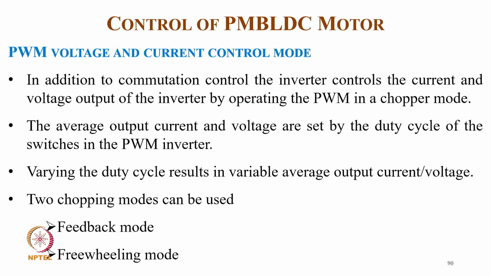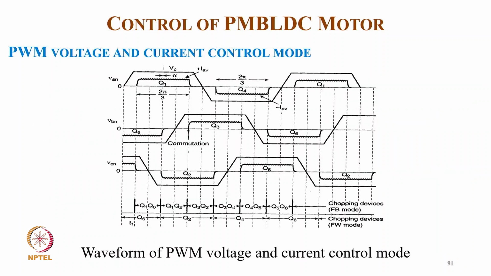So now coming to another type of control, PWM voltage and current control mode. In addition to commutation control, the inverter controls the current and voltage output of the inverter by operating the PWM in a chopper mode, and the average output current and voltage are set by the duty cycle of the switches in the PWM inverter. Varying the duty cycle results in a variable average output current or voltage. And two chopping modes can be used, the feedback mode and the freewheeling mode.